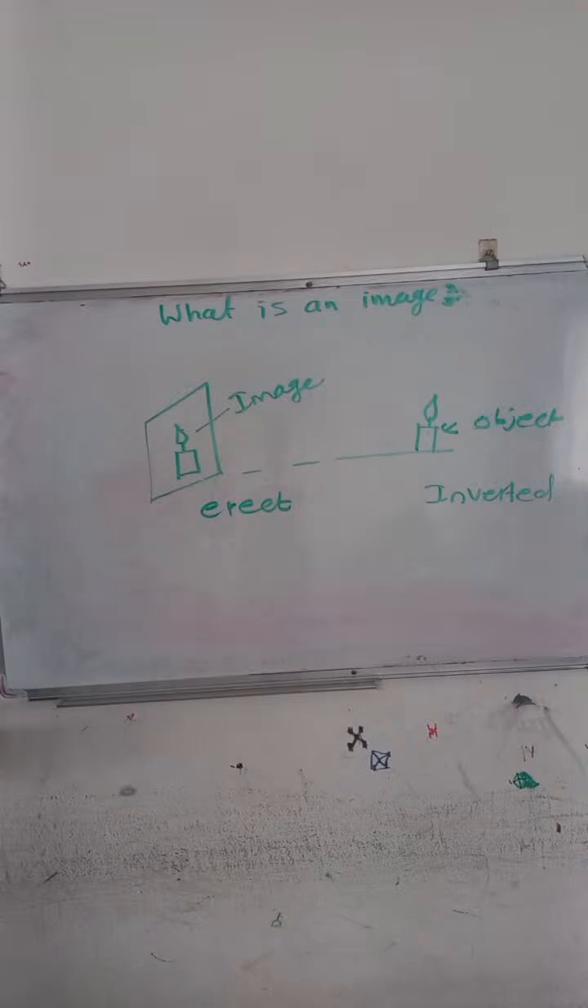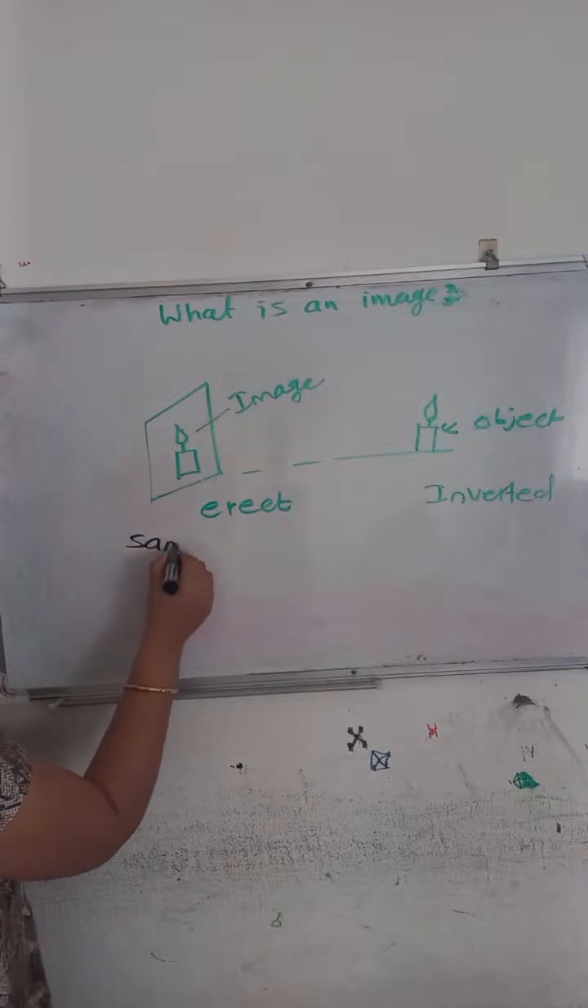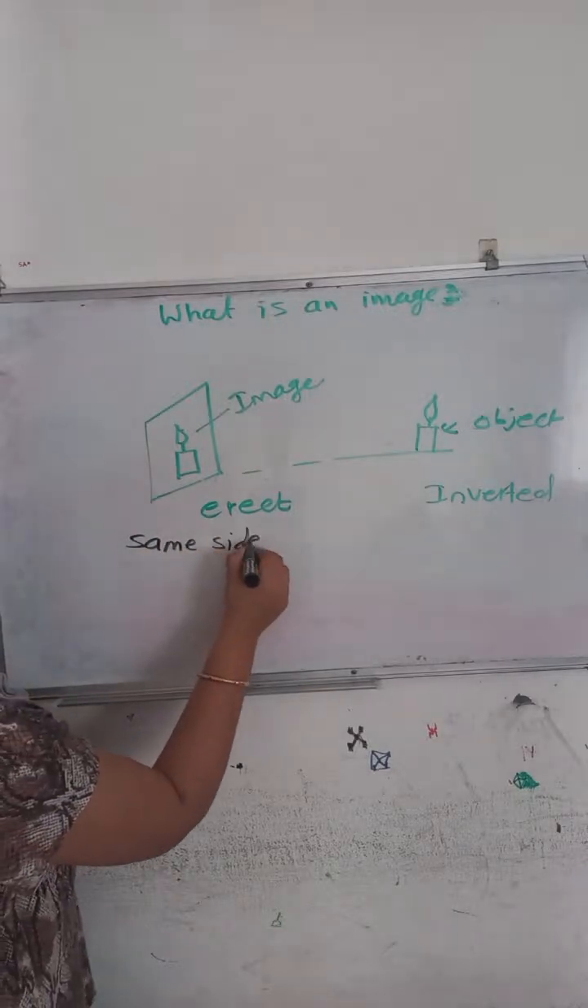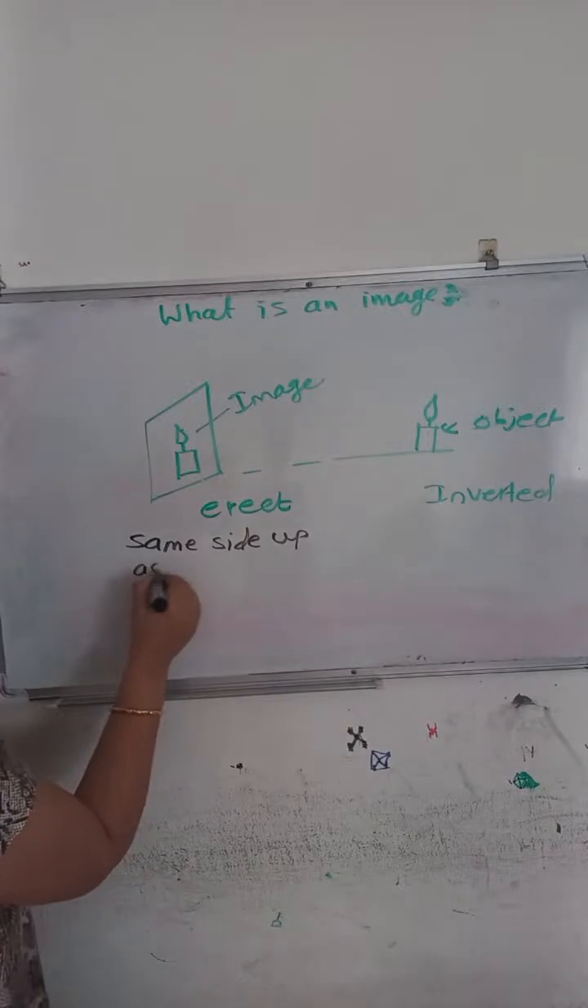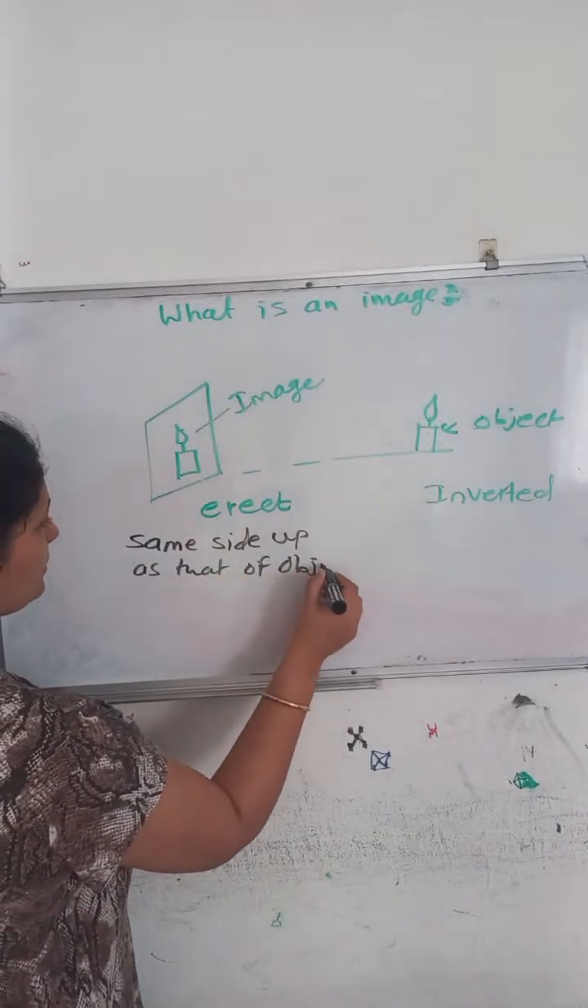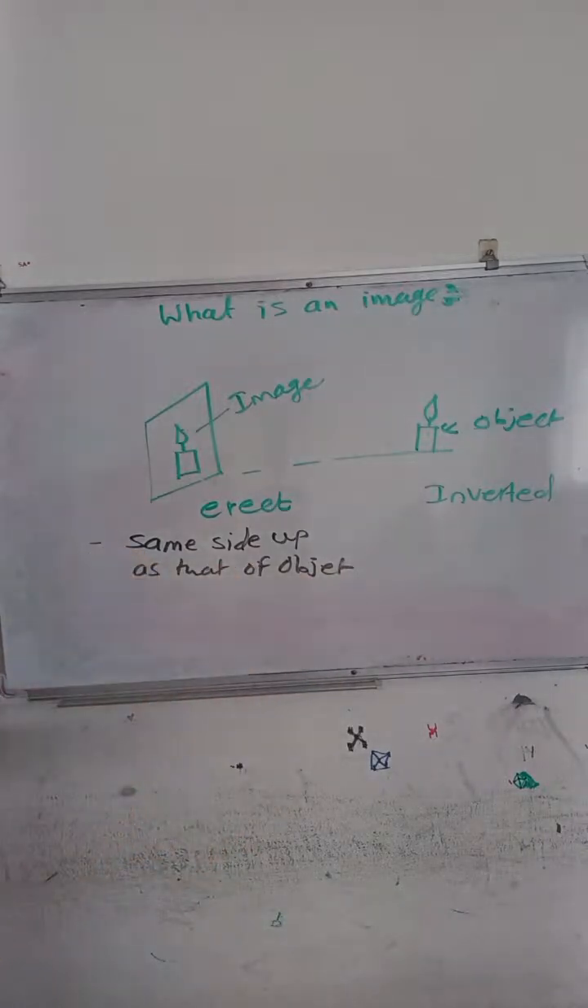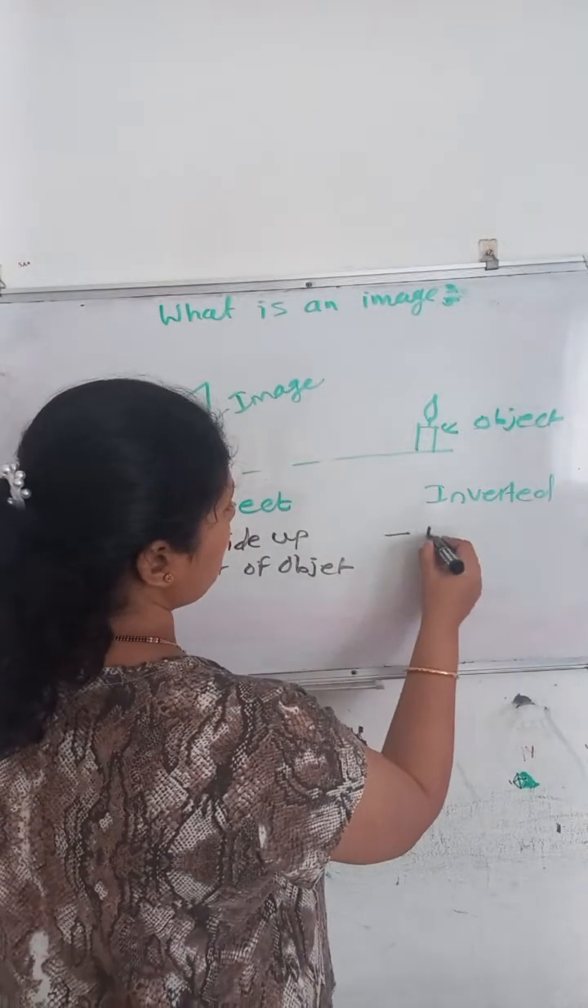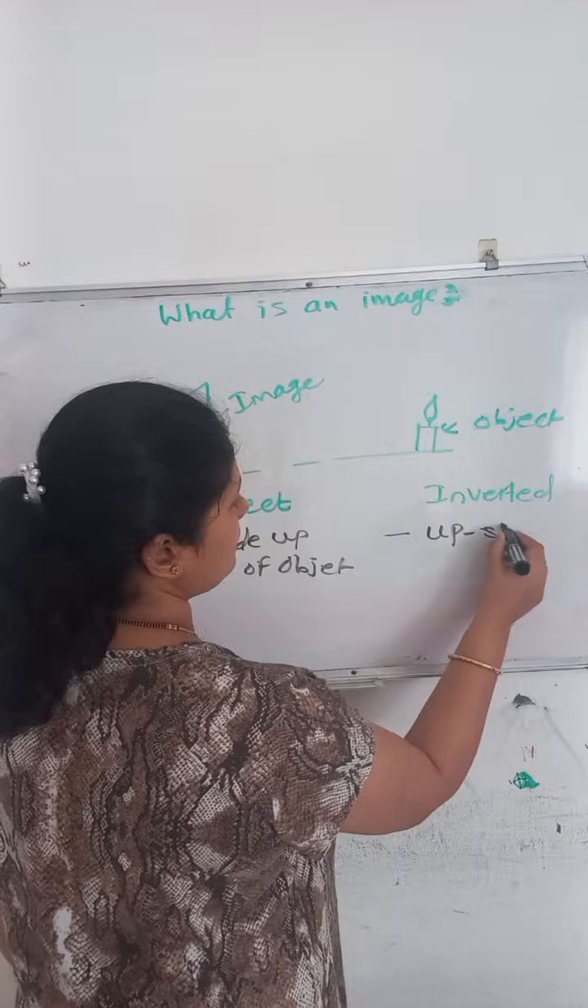Erect is the image on the same side up as that of the object. This is the first point. And inverted is where the image is formed upside down.